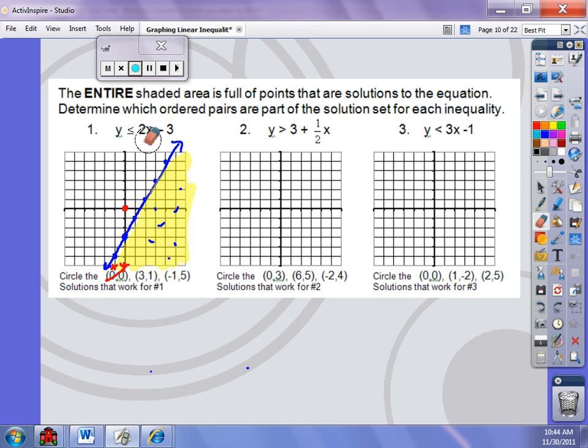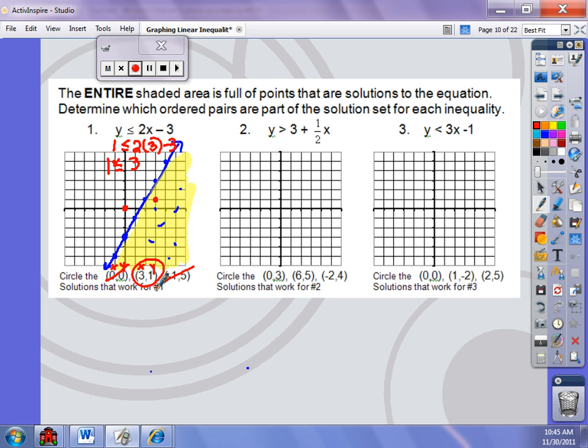Okay, let's look at maybe one that does work. If I go to the ordered pair 3, 1, notice this one does fall in the shaded region. That means that when I plug in x and y, this should work. 1 is less than or equal to, the x value is 3, so 1 is less than or equal to 6 minus 3, which is 3. And that's true, 1 is less than 3. So this is going to be one that works. -1, 5 is up here somewhere. That's definitely not in the shaded region. That one's not going to work.